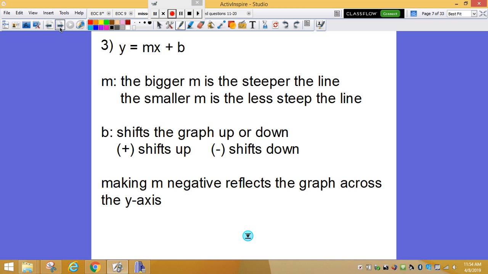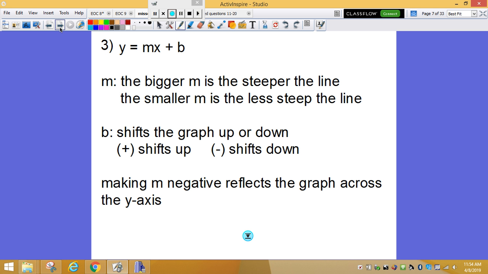Okay? If you missed number 3, you should be watching this part of the video. Again, if you missed number 3, you should be watching this part of the video. You need to pause it and you need to write everything down on this screen on your paper. All right, hopefully you have it all written down.